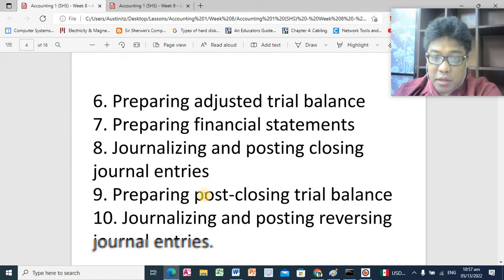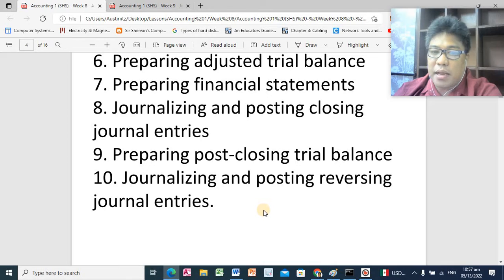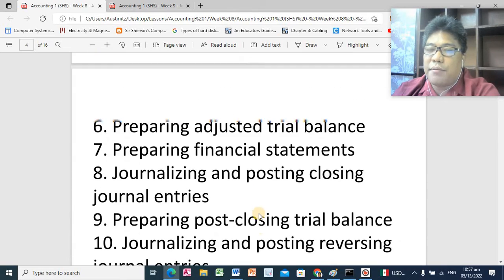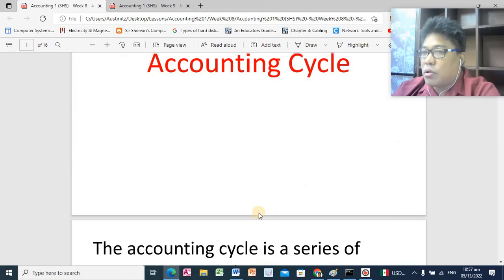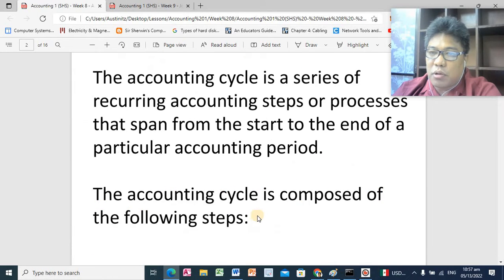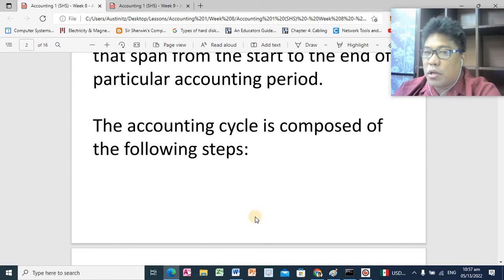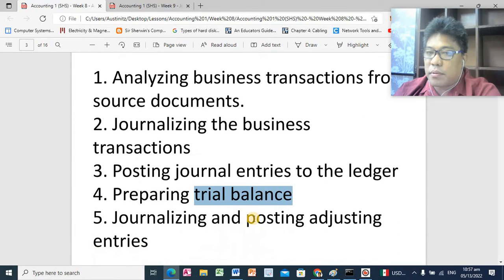And then number 9, preparing post-closing trial balance. And number 10, journalizing and posting reversing journal entries. So we have 10 steps under the accounting cycle. Those are the books that we need to prepare when it comes to bookkeeping. Number 1 is the journal, or journalizing.